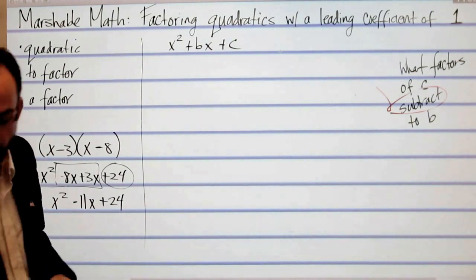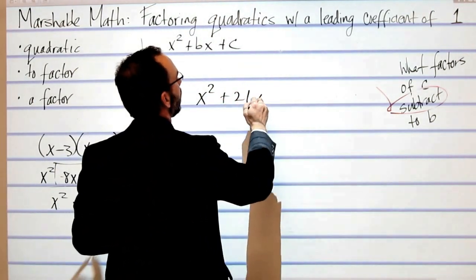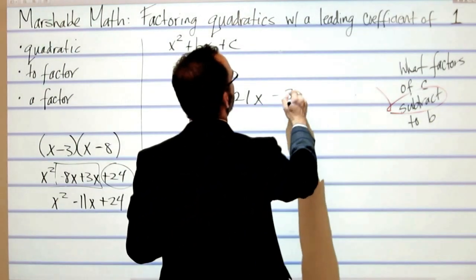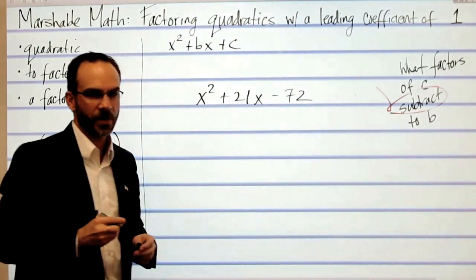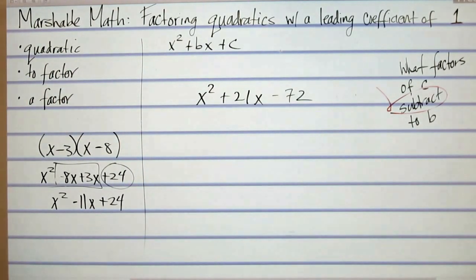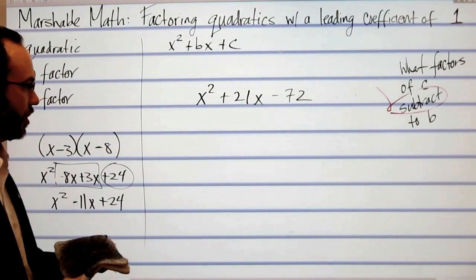Let me give you one more. Let's do x squared plus 21x minus 72. Go ahead and pause the video and see what you can do with this one. Okay, let's see what you got.